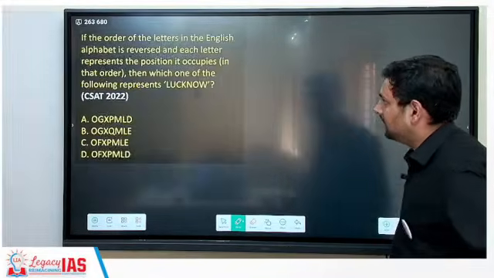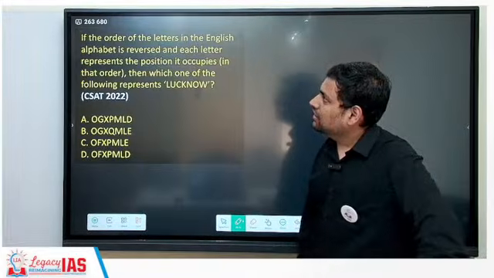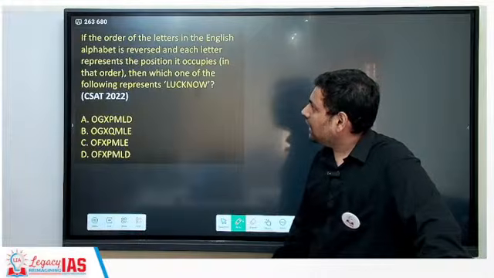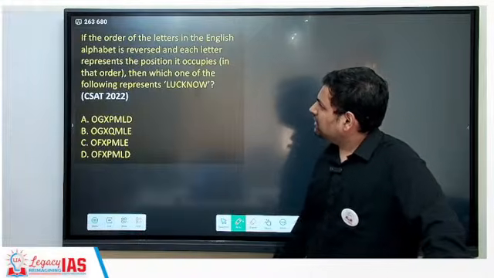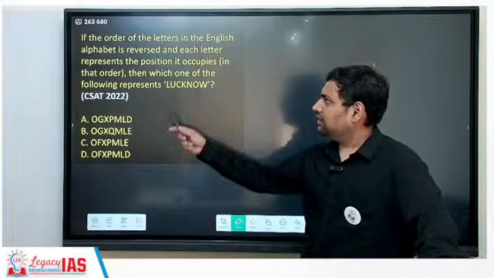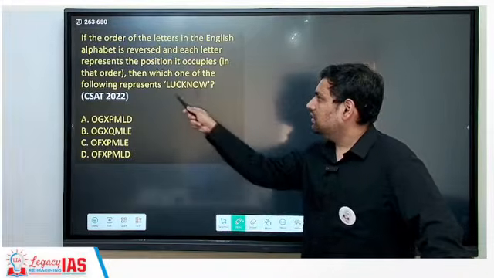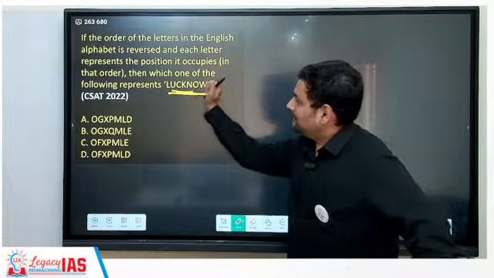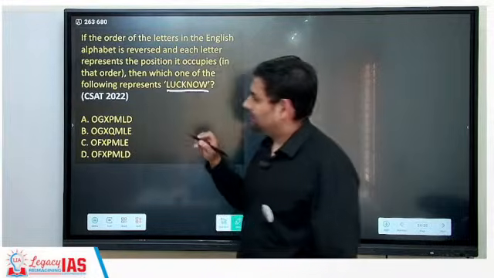Yes, Shweta, correct. Then next, if the order of the letters in the English alphabet is reversed and each letter represents the position it occupies in that order, then which of the following represents Lucknow? Now see.